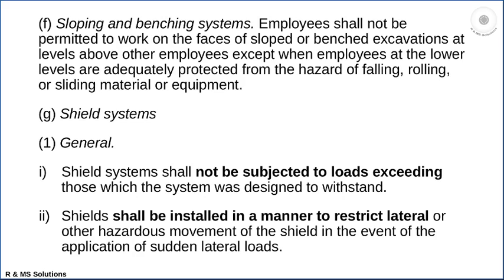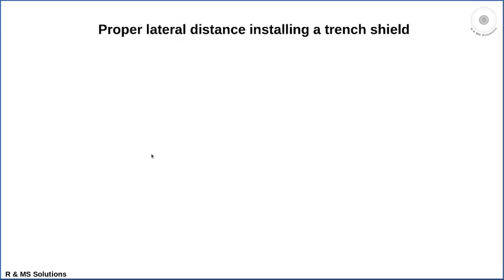Number 2, shields shall be installed in a manner to restrict lateral or other hazardous movement of the shield in the event of the application of sudden lateral loads. Now what this means, and this is a deficiency that can be found and has been historically by inspectors, is when we start looking at proper lateral distances when installing a trench shield.